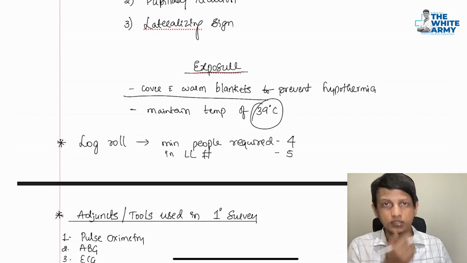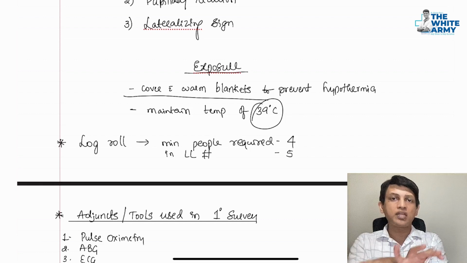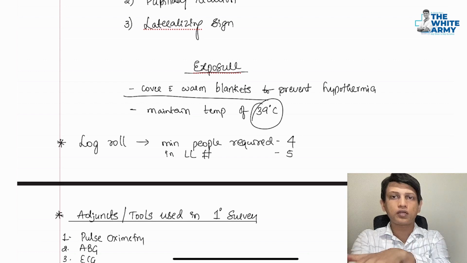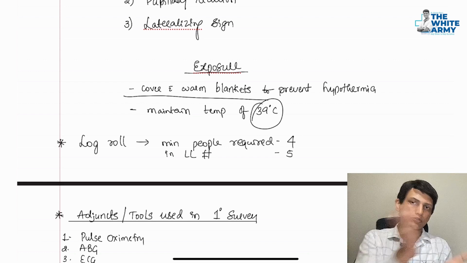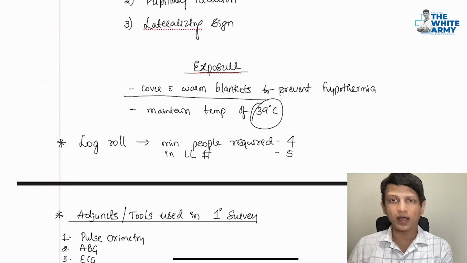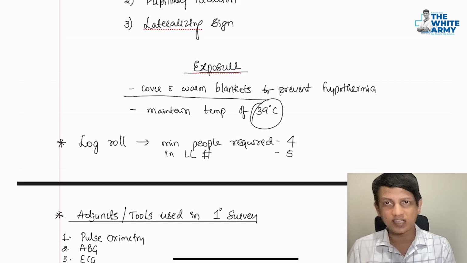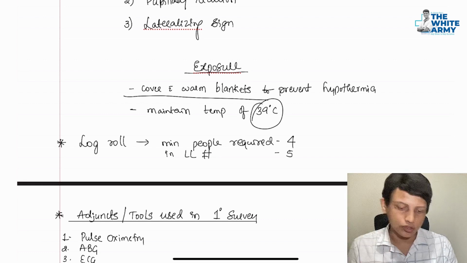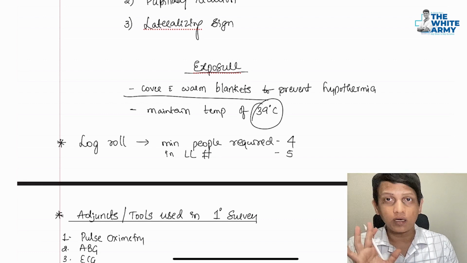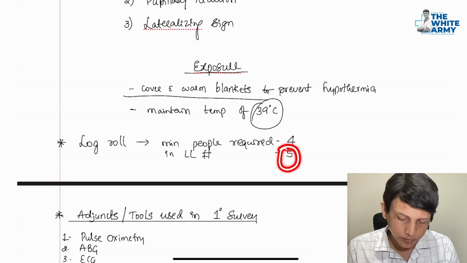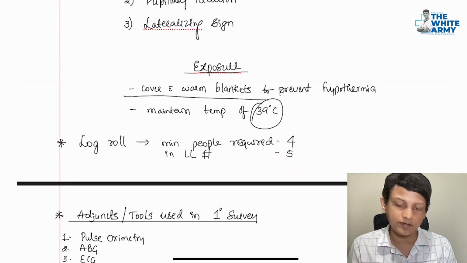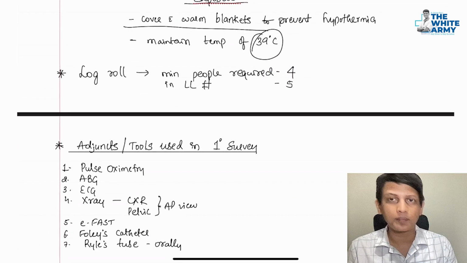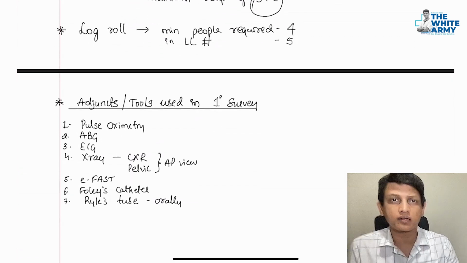So many questions on this. Log roll technique. There is a technique. Minimum of 4 people holding him, one on the head, 3 people on the body. Okay, they slowly roll him to one side so that the back, the spine, can be examined. Even the per rectal examination can be done in this position. Question here: minimum people required for log roll. They ask for this. Remember this.